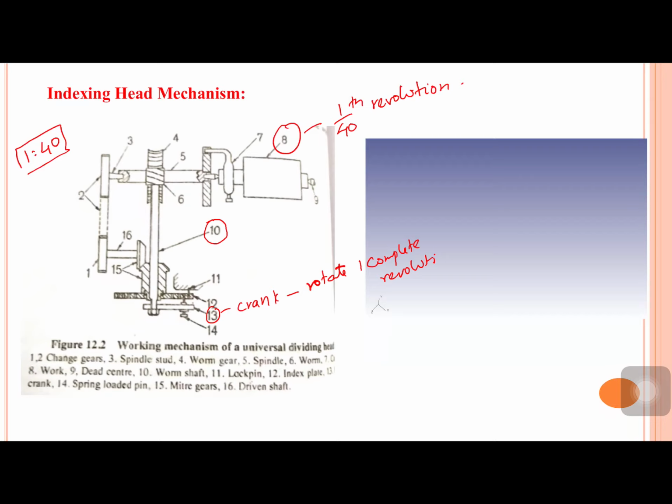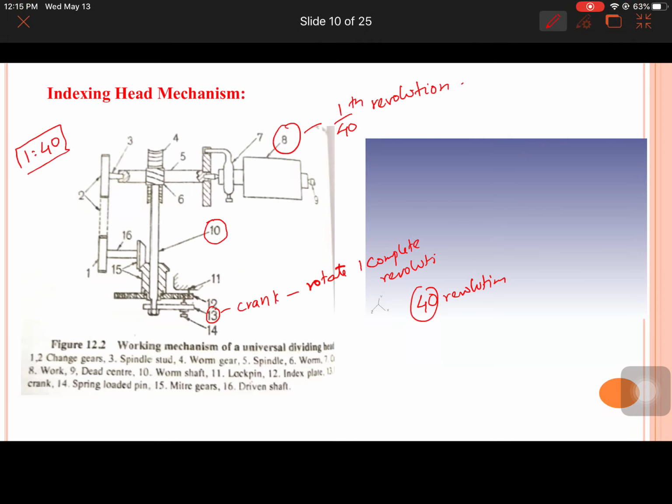Or you can explain the same thing in a different manner. If the crank is rotated by 40 revolutions, then the work part is rotated by 1 complete revolution. This work part will be rotated by 1 complete revolution if we have 40 revolutions of this crank. That is the meaning of simple indexing.